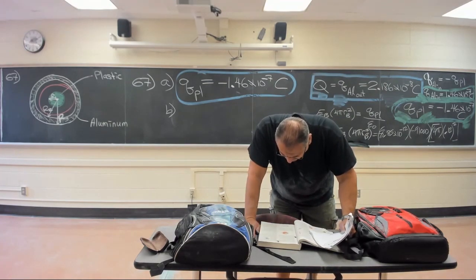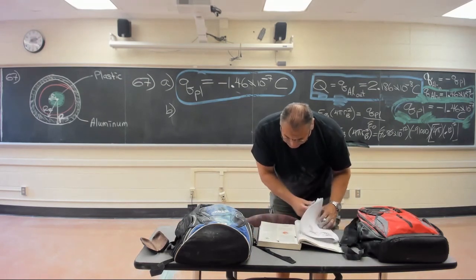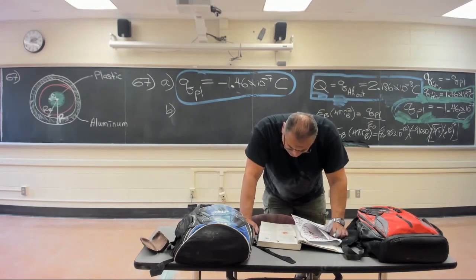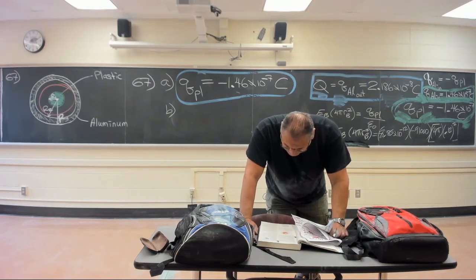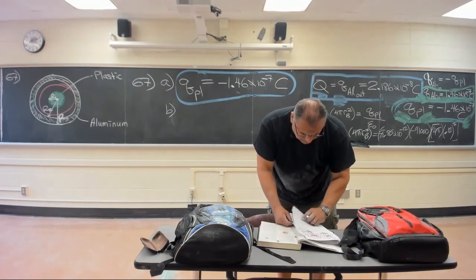What are the net charges on the plastic sphere? Okay, we just said that. The net charges on the plastic sphere are negative 1.46 times 10 to the negative 7 coulombs. That's A. What are the net charges on the aluminum spherical shell? And then C, what are the charges on the inner and outer surfaces of the aluminum shell?